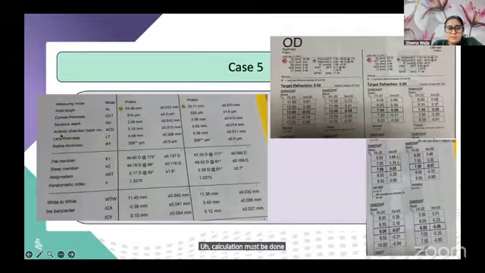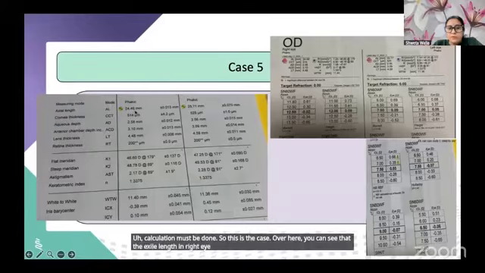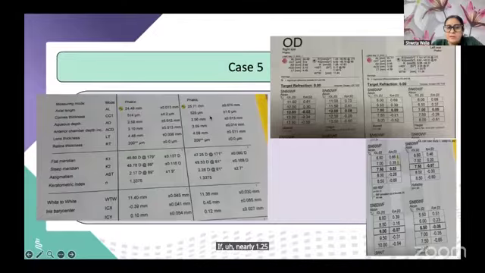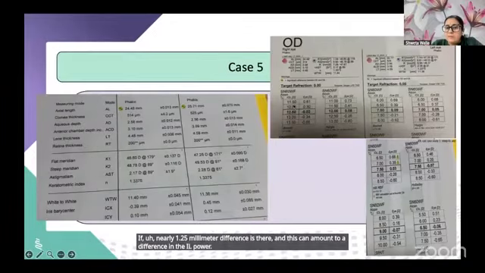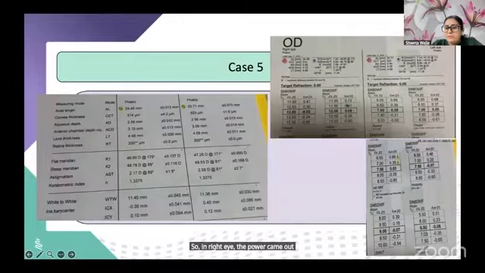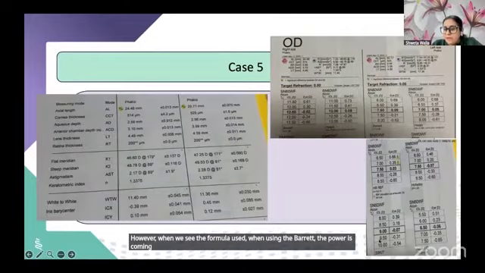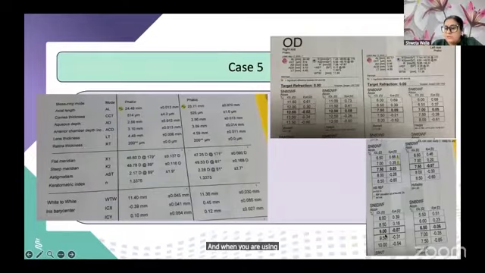So this is the case. Over here, you can see that the axial length in right eye was 24.48, while in left eye it was 25.71. So nearly 1.25 millimeter difference is there, and this can amount to a difference in the IOL power. So in right eye, the power came out to be 11.5, and in left eye, it came out to be 6. However, when we see the formula used, when you are using the Barrett, the power is coming to 7. And when you are using SRK/T, it is coming to 9.